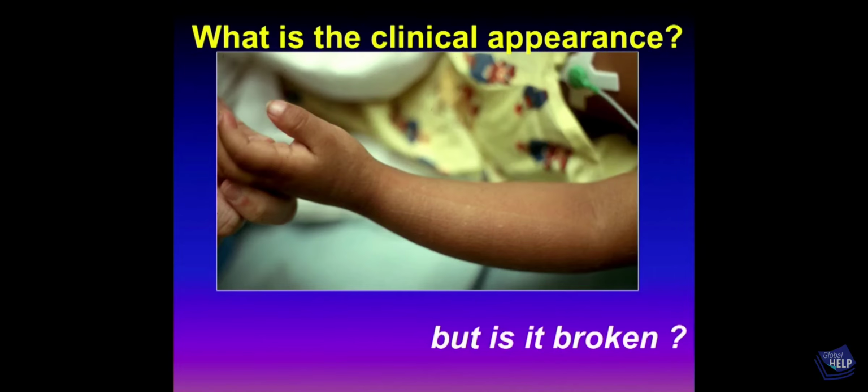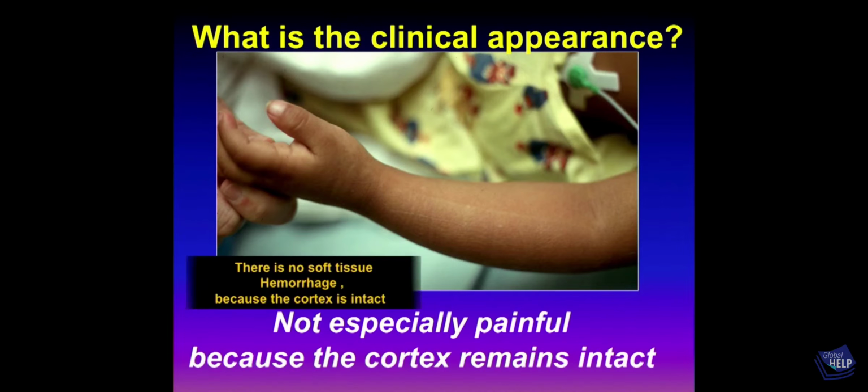But is it broken? And so it's not especially painful because the cortex has not been broken, so you don't have what you see when the cortex breaks. What do you get in the soft tissues? Bleeding. And so you get bleeding and hemorrhage and pain from the bleeding.